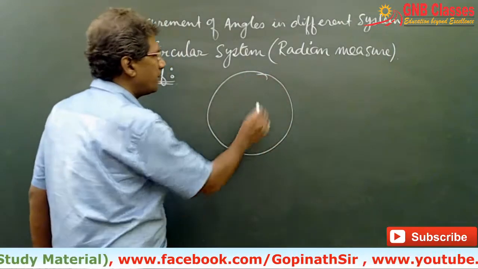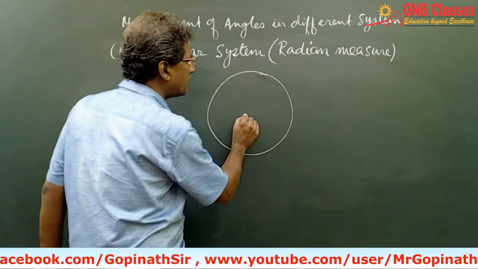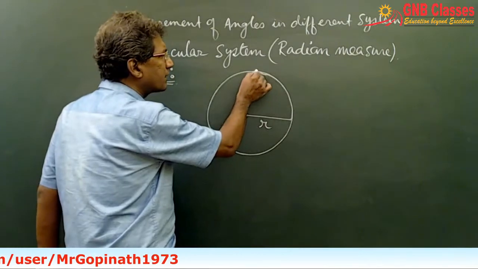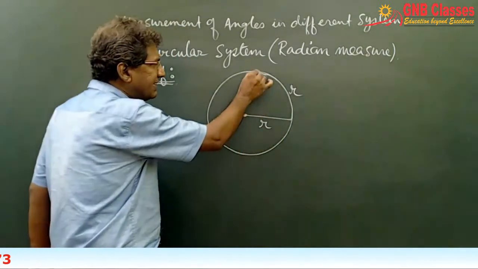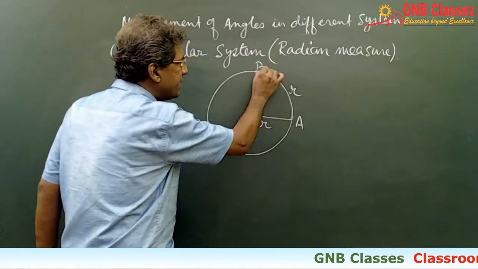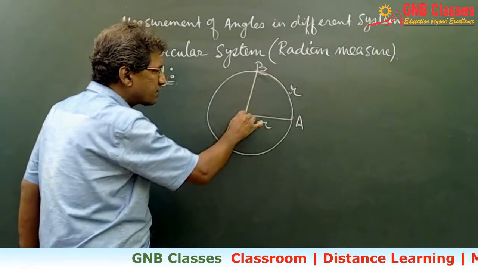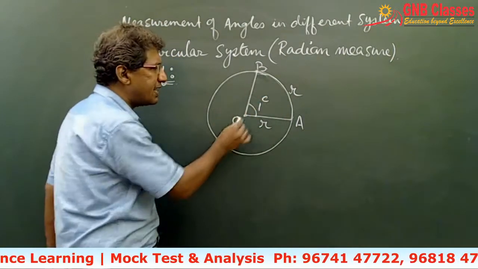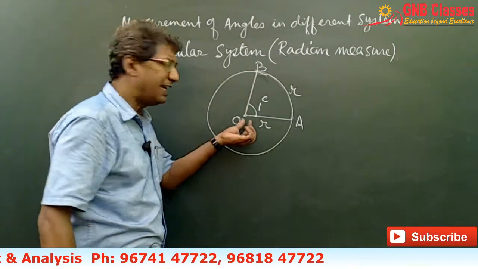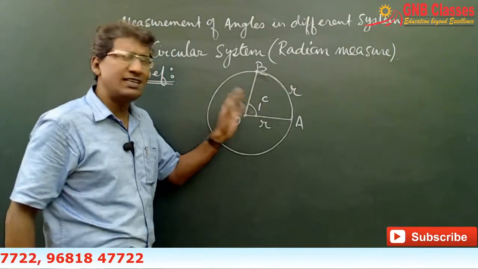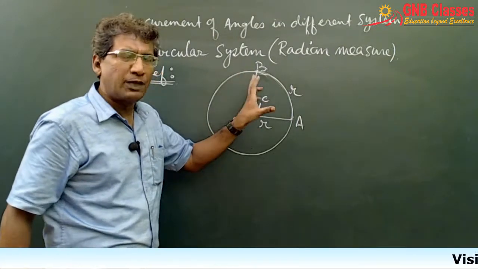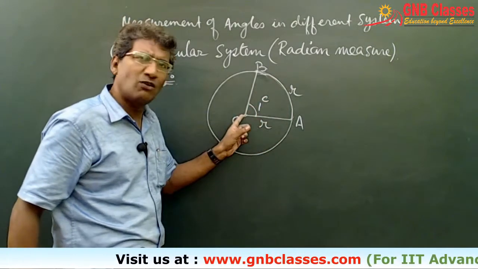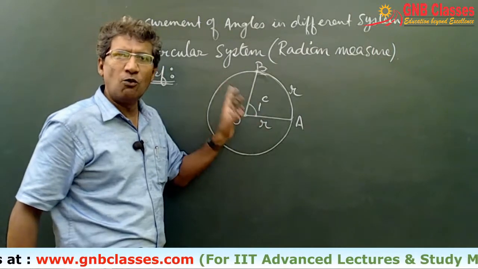Suppose a circle is there, and the radius of the circle is r, and we take the length of the arc to be r. Then this arc AB is forming an angle of 1 radian, denoted by 1 to the power c, at the center of the circle. Here the center is O. Is it clear? So what is a radian measure? The angle subtended by an arc equal to the radius of the circle at the center of the circle is what is called 1 radian.